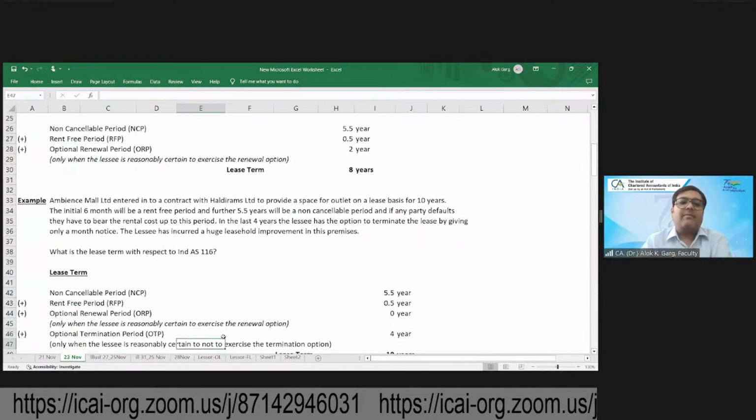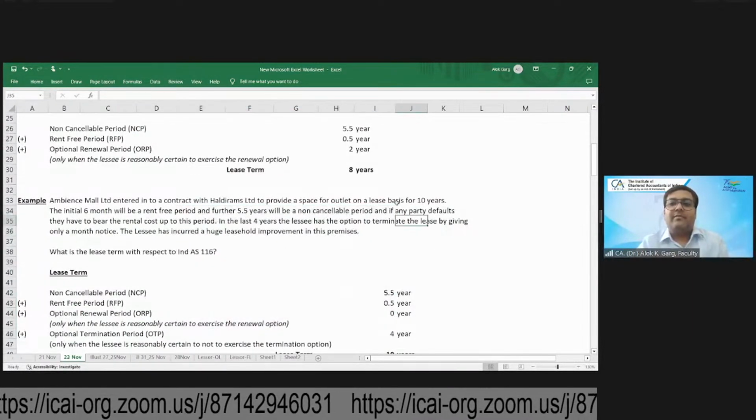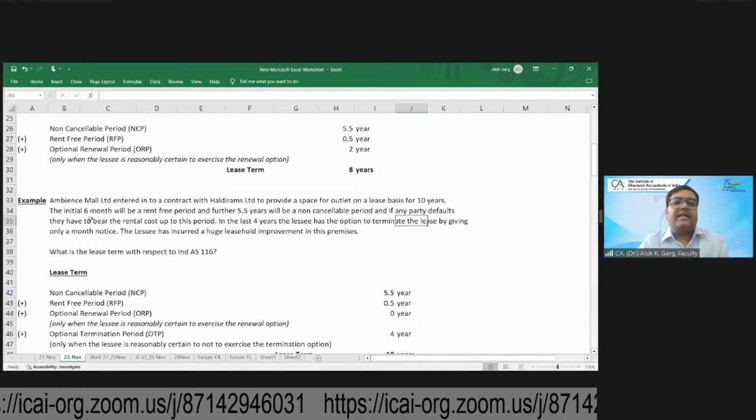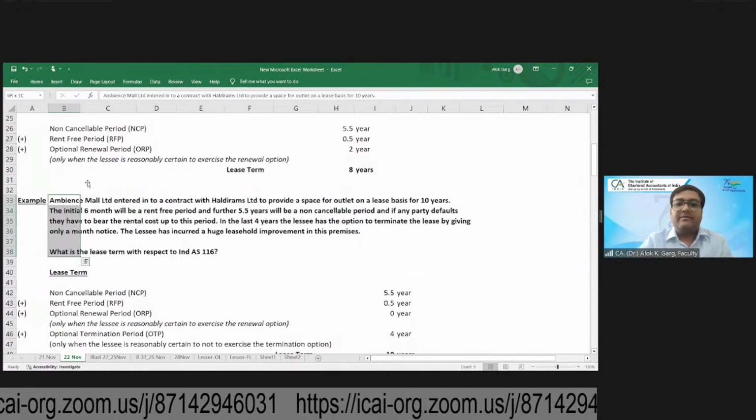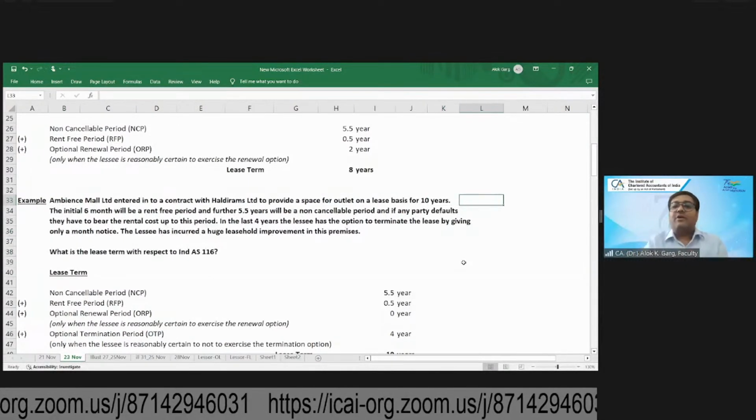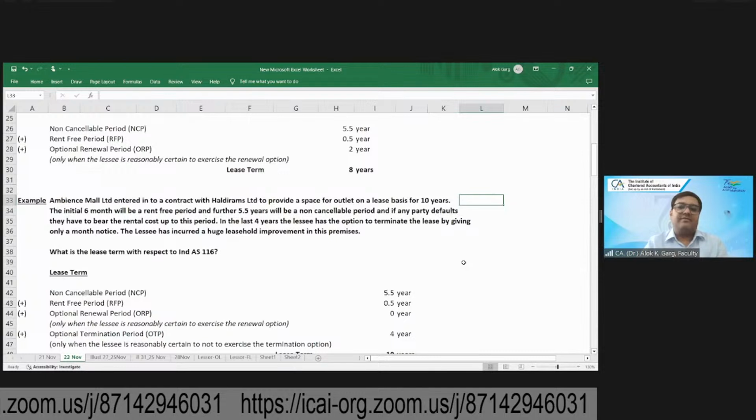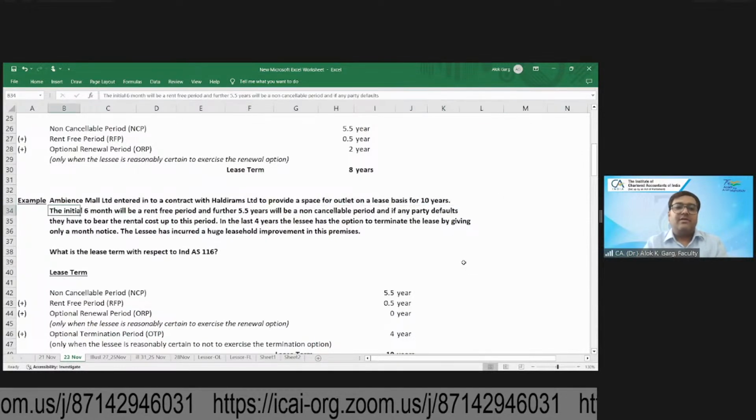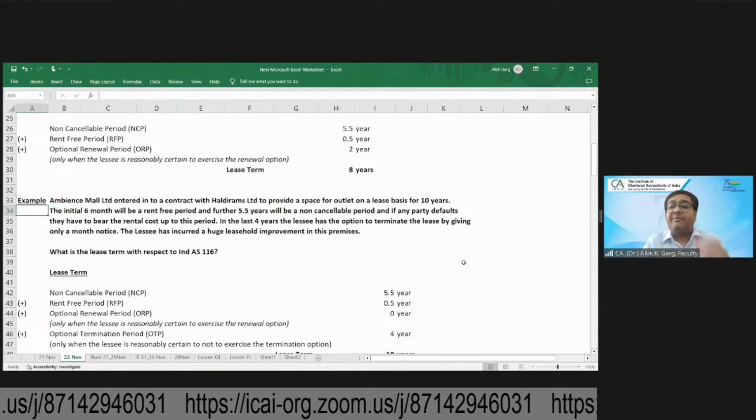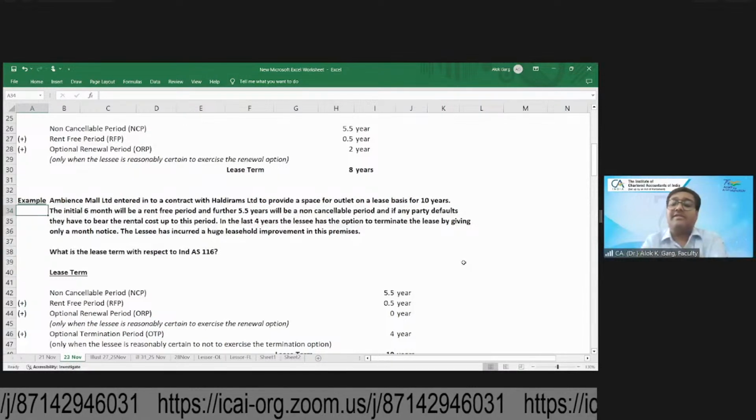Third example. Ambient Small Limited has entered into a contract with Haldiram Limited to provide a space for an outlet on a lease basis for 10 years. This is for 10 years. The initial 6 months will be a rent-free period, and the further 5.5 years will be a non-cancelable period.